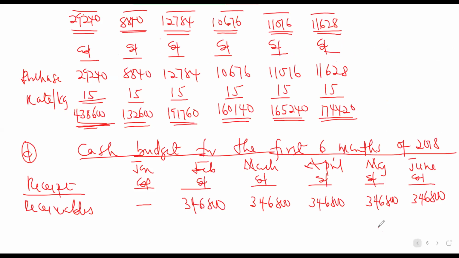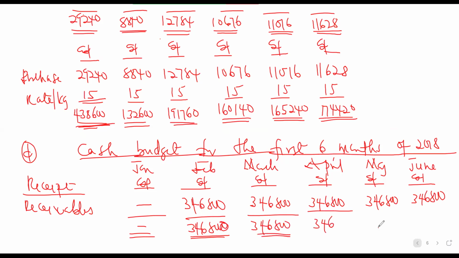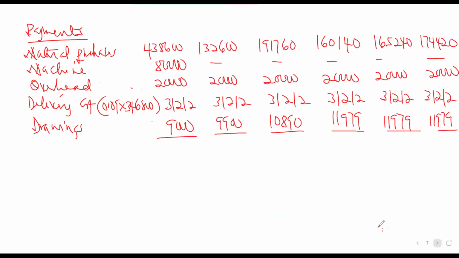So our receipt over here will be dash. So this will be 346,800. Okay, so we can name this one A, our net cash flow. So can we total our figures now?